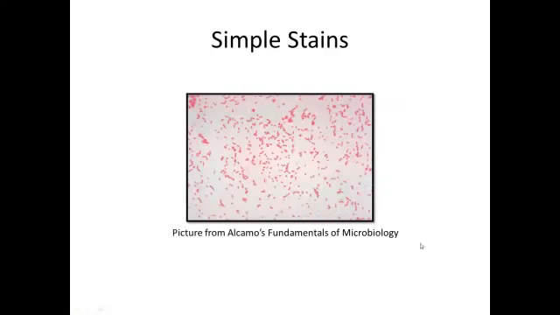Now, simple stains are where you use just one type of stain. You use a basic stain or a positive stain to stain the actual cell. Now, we use simple stains to determine cell shape and cell arrangement. Now, cell shape, sometimes we refer to that as cell morphology. Morphology is a fancy term for shape.